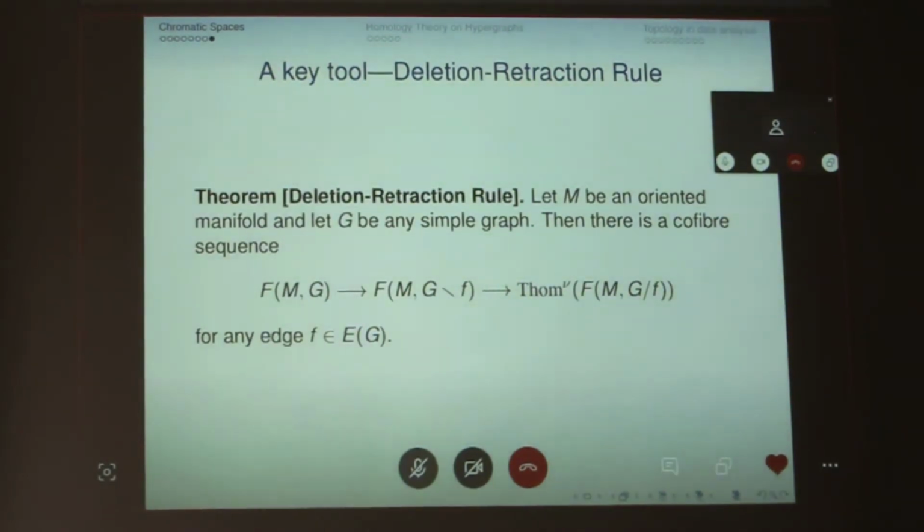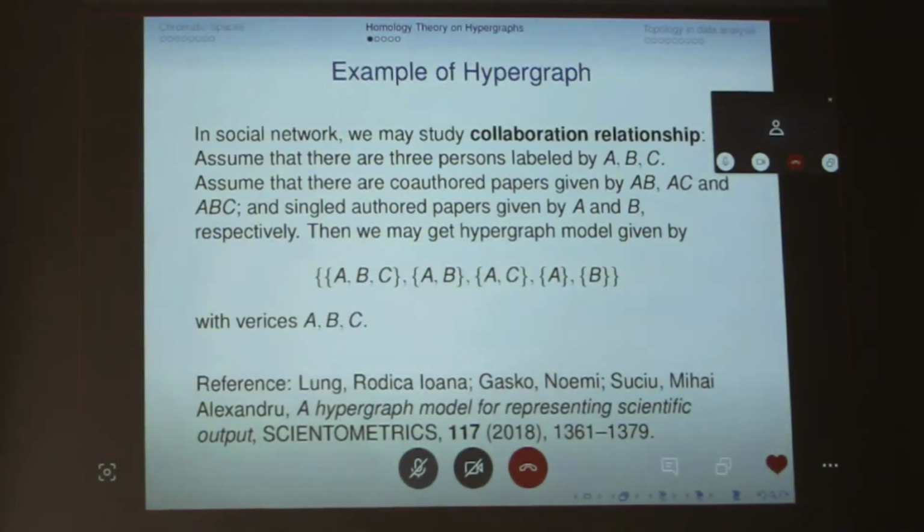Okay, so now let's say a bit about the applications. This one tries to extend the notion of simplicial homology to a homology for hypergraphs. People actually look a lot at hypergraphs, particularly for social networks, and they like to look at this kind of hypergraph.